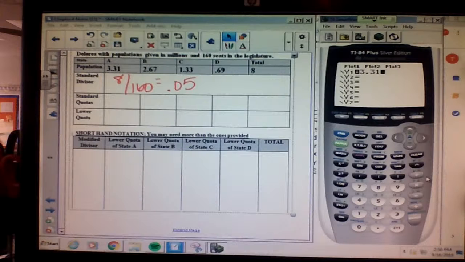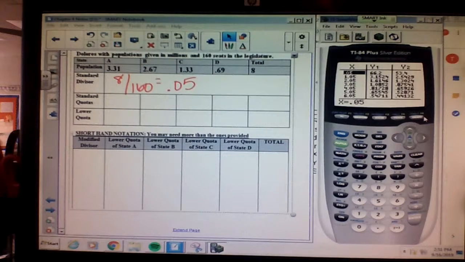3.31 divided by X. We're at 2.67 divided by X. 1.33 divided by X. And 0.69 divided by X. My table start needs to start at my standard divisor. So 0.05, so I can figure out where I start at.